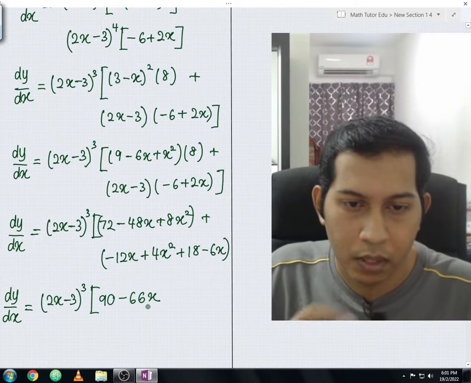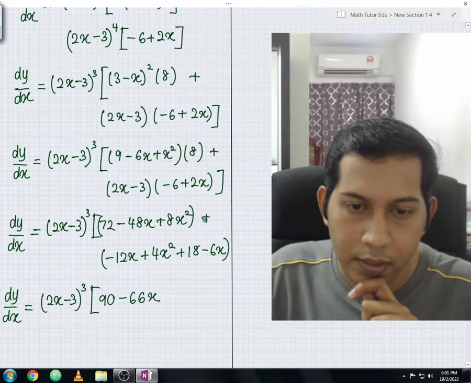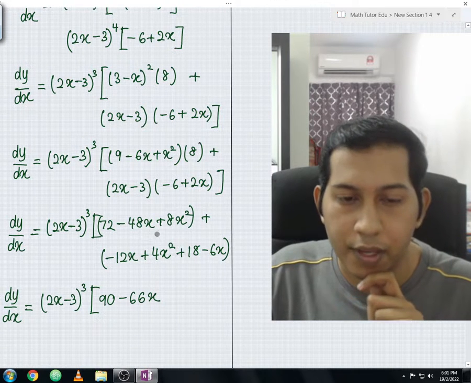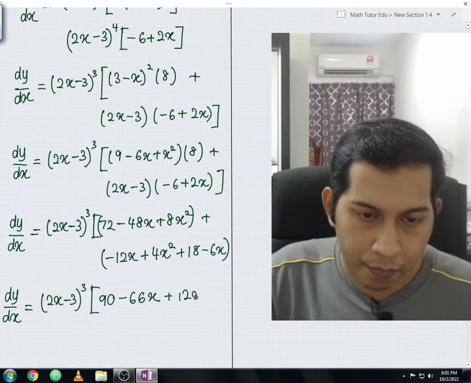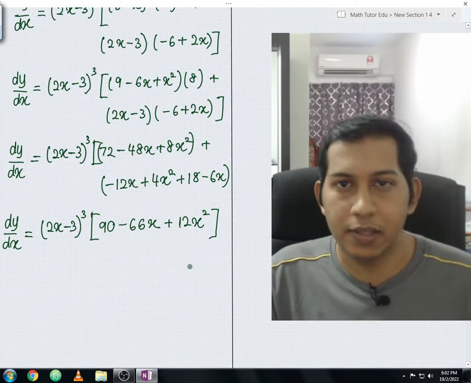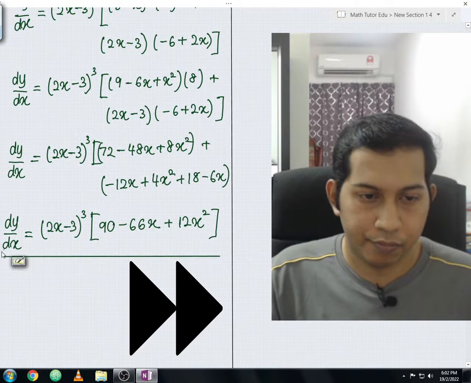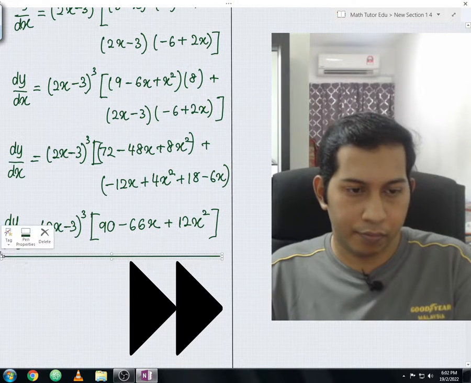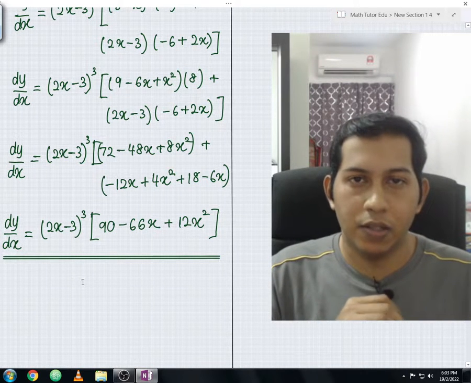8x square plus with 4x square, so from here you get 12x square. So let me underline the solution for this question. So that is all for the step-by-step working and solution for this question.